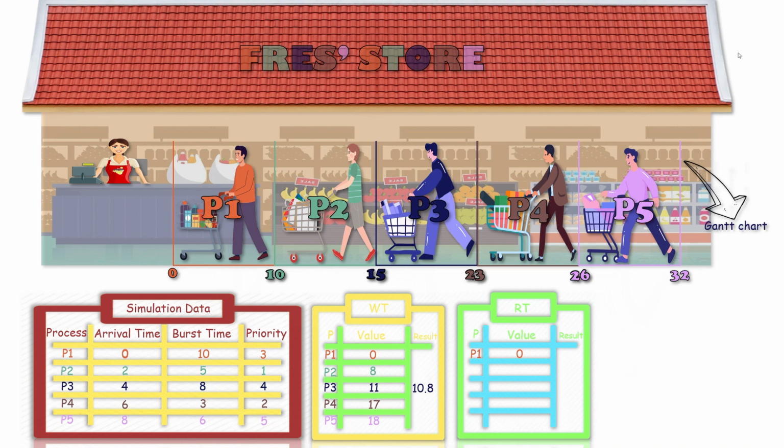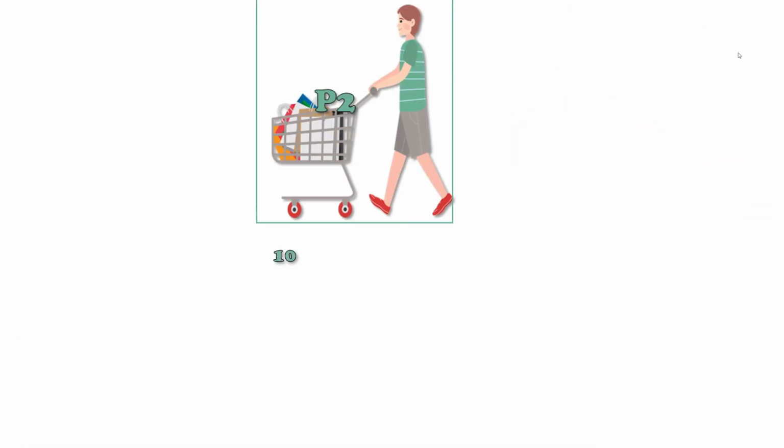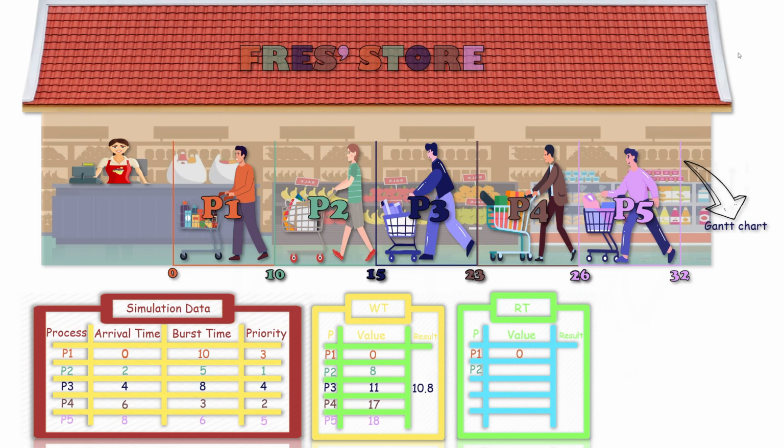Put the result in the data, and let's find process 2 value. In process 2, it starts with 10, and the response time is calculated by start time, which is 10, minus arrival time, which is 2, and we get the result, 8. Now, put the result in the data, and let's find process 3 value. In process 3, it starts with 15, and the response time is calculated by start time, which is 15, minus arrival time, which is 4, and we get the result 11.